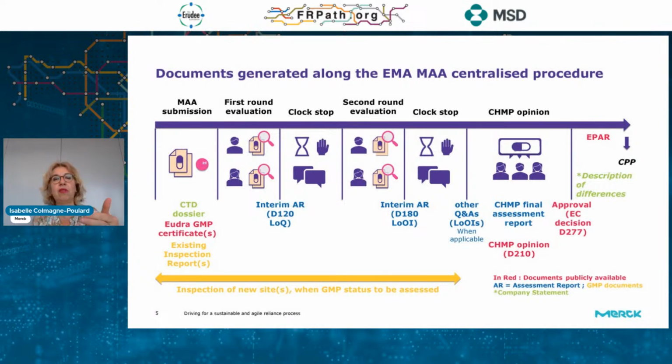So you can see on the screen that at the beginning you have the CTD submission, then you have some interim phases with, at day 120, the first round of questions, followed by a second round at day 180, then followed by subsequent, possible, if needed, rounds of a list of outstanding issues with subsequent questions, which may occur but not necessarily applicable. Depends if there are a lot of rounds.